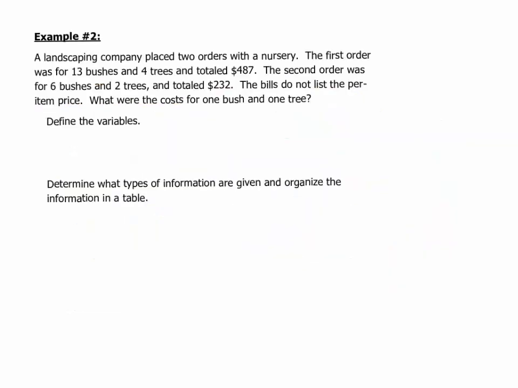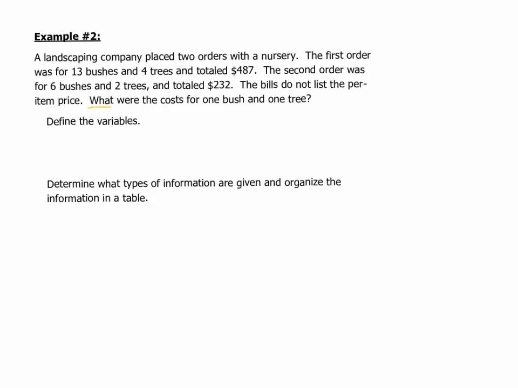A landscaping company placed 2 orders with a nursery. The first order was for 13 bushes and 4 trees and totaled $487. The second order was for 6 bushes and 2 trees and totaled $232. The bills do not list per item price. What were the costs for 1 bush and 1 tree?